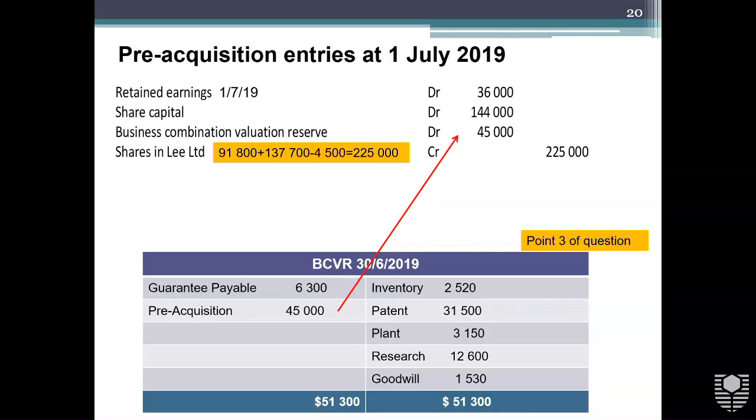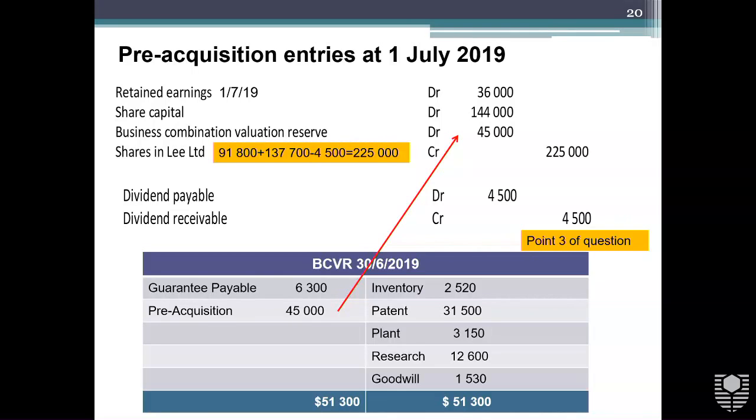So we've got retained earnings and share capital there from the first line of our acquisition. Our business combination valuation reserve of 45, we can see from our little T account. Our shares in Lee, what we paid, 225,000.